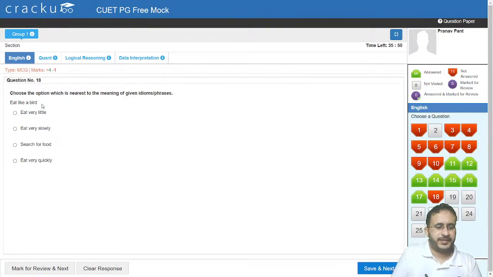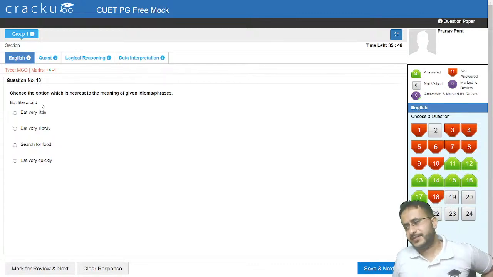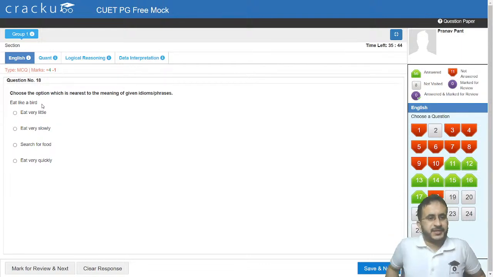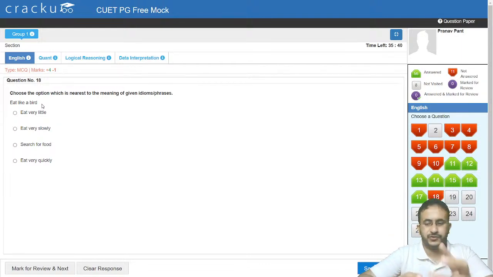Eat like a bird. Now, idioms and phrases you should know the meaning of. Eat like a bird basically means to eat less. There are two phrases. One is eat like a horse. If you eat excessively, that is eat like a horse. Eat like a bird means eat very little.